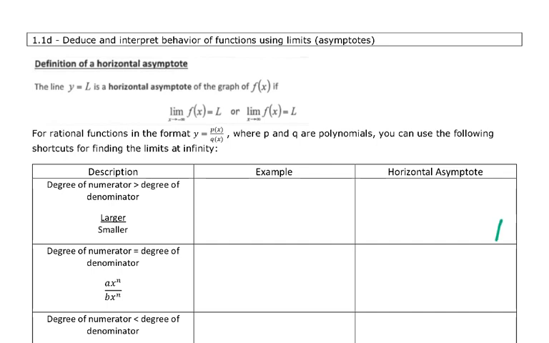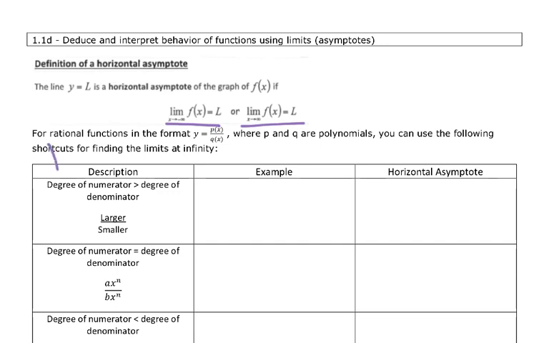Okay, so let's start with horizontal asymptotes. This lesson or day is focused on limits. When we look at limits for rational functions or other functions, we're really talking about the end behavior. So as x goes to negative infinity, what's happening on the graph? As x goes to positive infinity, what's happening on the graph?